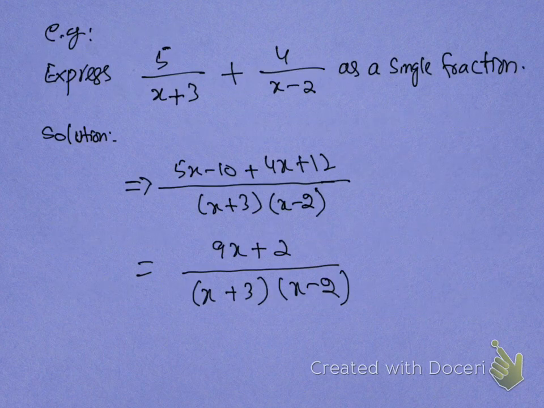In O levels, we learn how to add and subtract algebraic fractions. Example: express 5 upon x plus 3 plus 4 upon x minus 2 as a single fraction. Solution: first take the LCM and then simplify the numerator. Finally, get this answer.